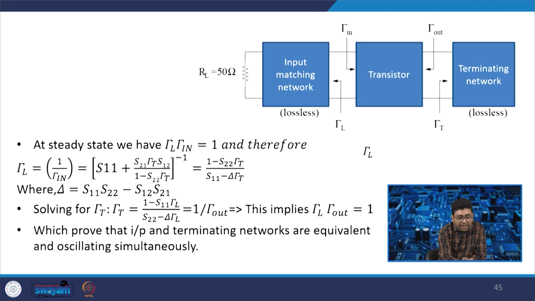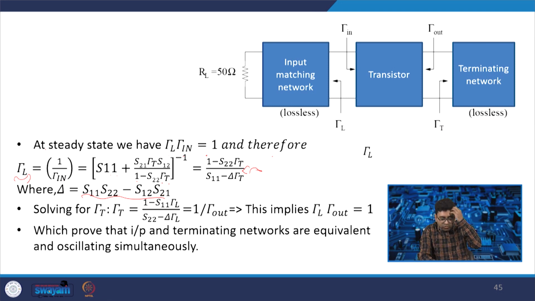So, here at steady state we have the reflection coefficient gamma L gamma in equal to 1. Therefore, gamma L, which is 1 by gamma in, you can write as S11 plus S21 gamma T S12 by 1 minus S22 gamma T, where gamma T is the terminating network reflection coefficient. So, you can represent gamma L in terms of gamma T, and the delta is given by S11 S22 minus S12 S21.